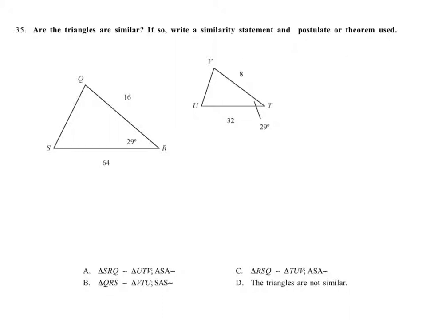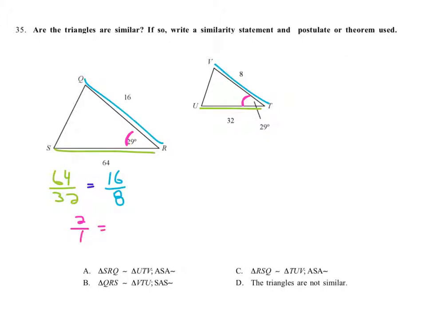Okay, are these triangles similar? Well, we're dealing with the same kind of idea: we have a 29-degree angle on both, and we have some sides. 64 is to 32 as 16 is to 8. So what we need to do is just check the proportions and see that they work. 64 over 32 compares with 16 over 8. And you can see that these both indeed do simplify down to 2 over 1.